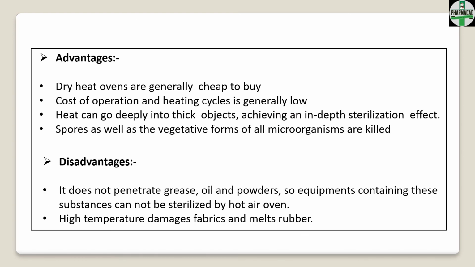Advantages of the hot air oven. Dry heat ovens are generally cheaper to buy. The cost of operation and heating cycle is generally low, so it requires less maintenance. Heat can go deeply into thick objects, achieving an in-depth sterilization effect. This is the most important advantage of the hot air oven. Spores as well as vegetative forms of all microorganisms are killed, and it ensures complete sterilization of any object that is placed in the hot air oven.